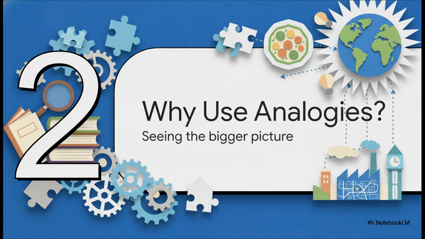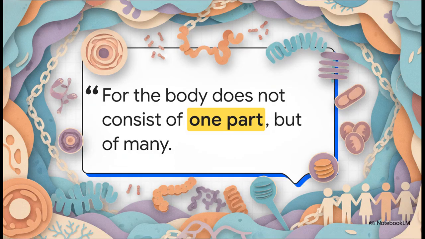Moving right along to part 2, why use analogies? You might be wondering, why not just read the textbook chapter and take a quiz? Well, because there is a much deeper lesson here. 1 Corinthians 12:14 tells us, "For the body does not consist of one part, but of many." When you look at a cell, you aren't just looking at one random blob doing everything. You're seeing many different, highly specialized parts, organelles, working together in perfect harmony. If one single part fails, the whole cell suffers.